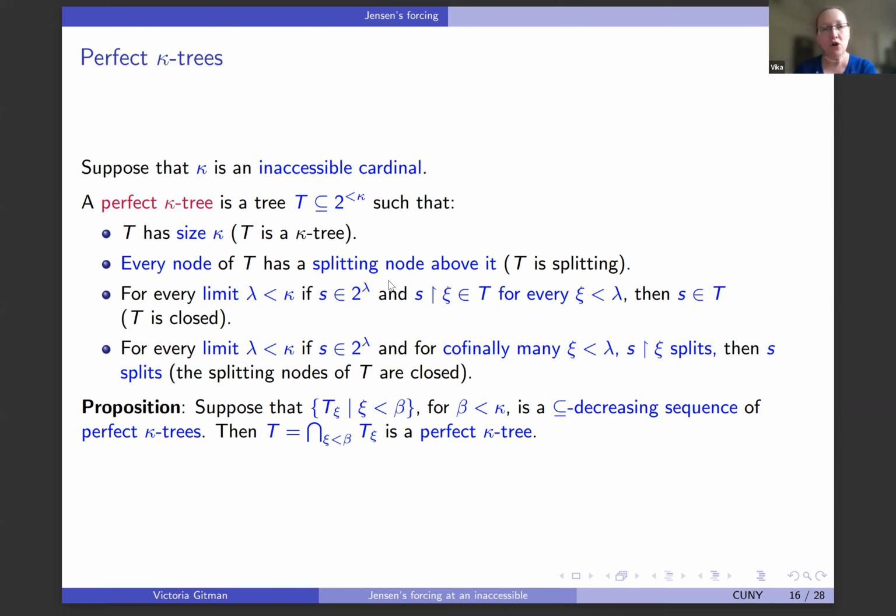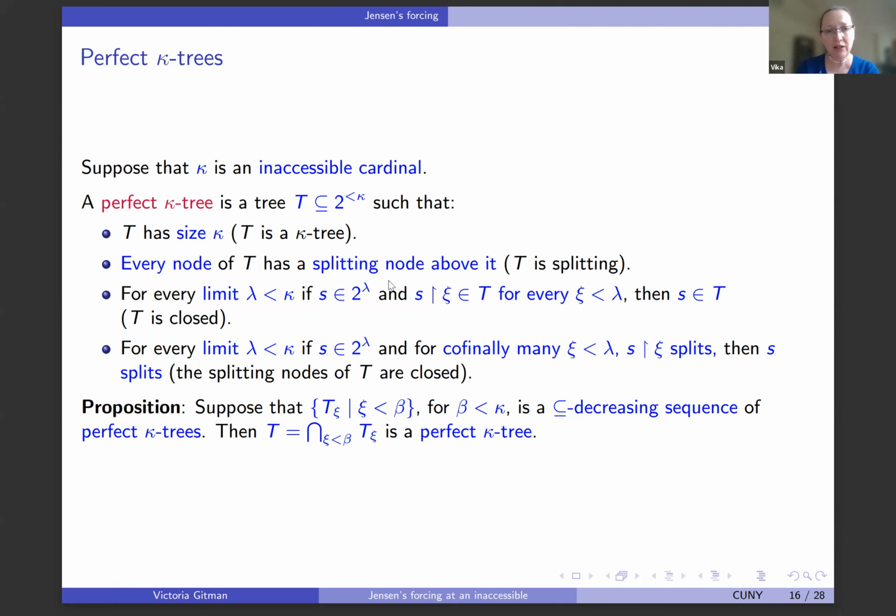If you have nodes up to a limit level, you have to put a node on the limit level, so T is closed. And if your nodes split cofinally before a limit level, you have to split at the limit level. So when you're thinning out a perfect kappa tree, you have to be very careful not to thin out at limit levels, because you might lose the splitting property. It presents issues. So when we're thinning out, we always work with successor levels.